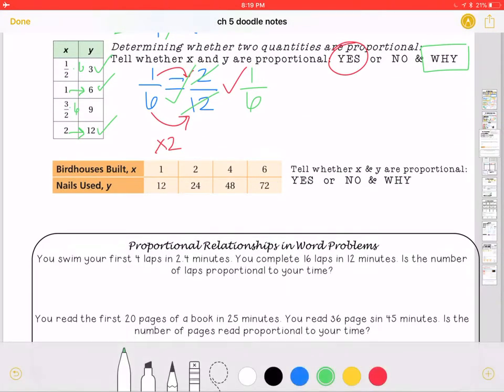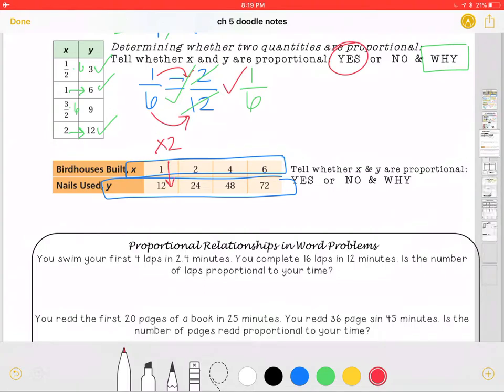Go ahead and try it with this table. Maybe you want to pause and take a look. Now be careful. These are your x values and these are your y values. So we're looking down. 1 to 12. Is that equal to 2 to 24, 4 to 48, 6 to 72? So maybe pause and say yes or no and why.